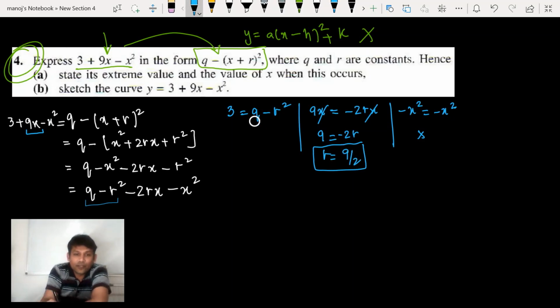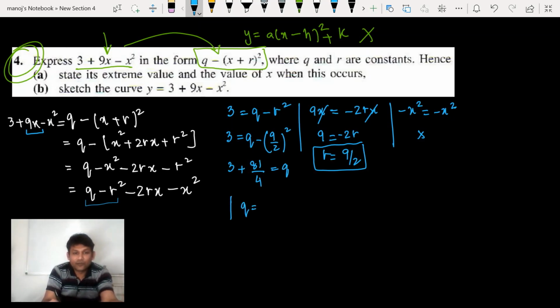Okay, this 9 upon 2 I can put here. 3 is equal to q minus 9 upon 2 whole square. This 9 upon 2 will become plus 81 upon 4 is equal to q, and you can get the value of q. Q is coming 81 divided by 4 plus 3, which is 93 upon 4.